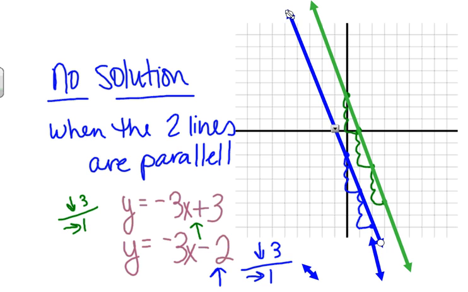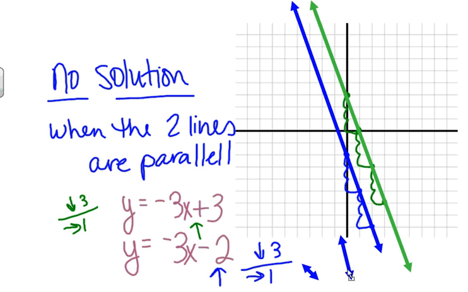I know my drawing is not perfect, but if you look at it, they're both increasing. Actually, they're both decreasing because they have negative slopes. And there's no point of intersection. Since there's no point of intersection, they are going to be no solution as your answer. So I hope this clarifies graphing systems of equations.